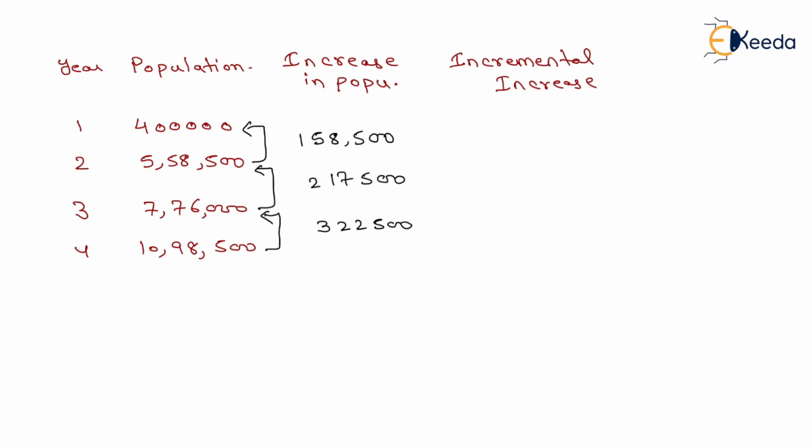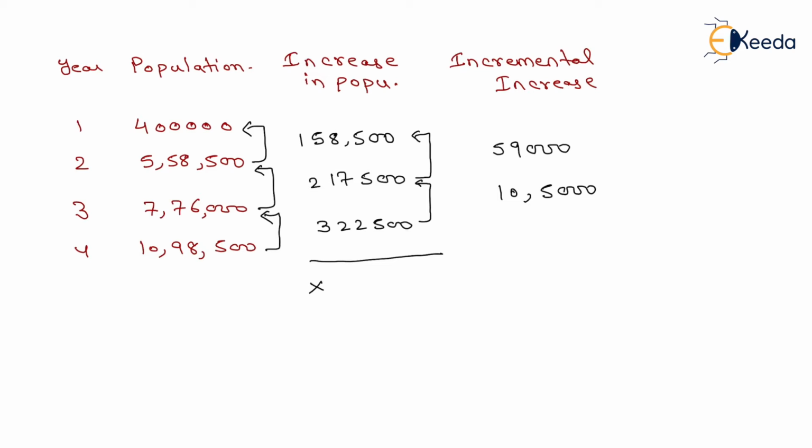For the incremental increase, we need to subtract 1,58,500 from 2,17,500, so it will be equal to 59,000. And similarly, when you subtract this value from this, you will get the answer as 1,05,000. Okay, clear? Now we need to find the x bar and y bar.